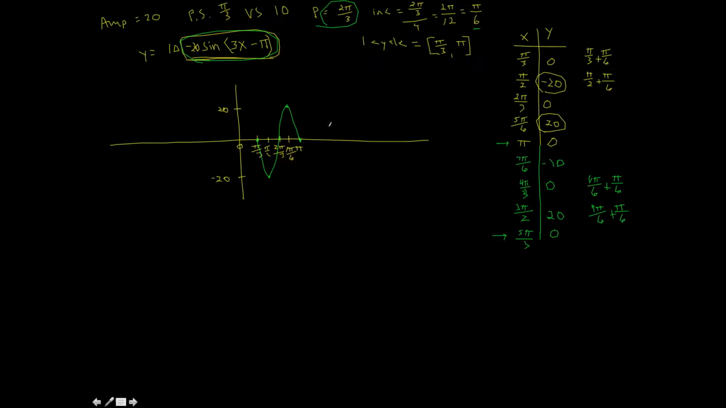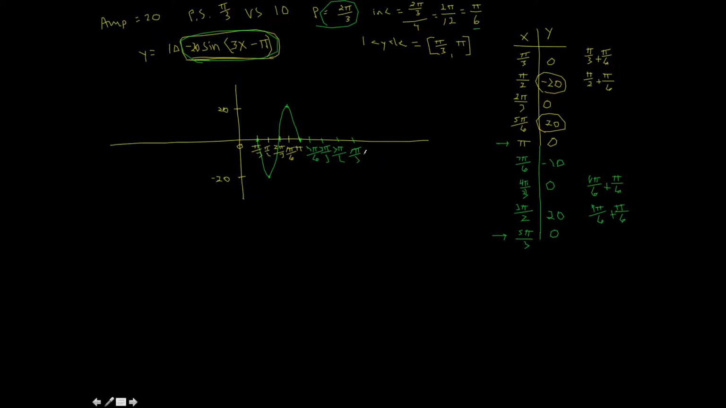All right, so let me extend my graph. So that's going to be 7 pi over 6. I know that's hard to read. That's 7 pi over 6. That's going to be 4 pi over 3. Make sure you space your graph out a little more than I have. I just don't have much room on the screen. This is going to be 3 pi over 2. And this is going to be 5 pi over 3.